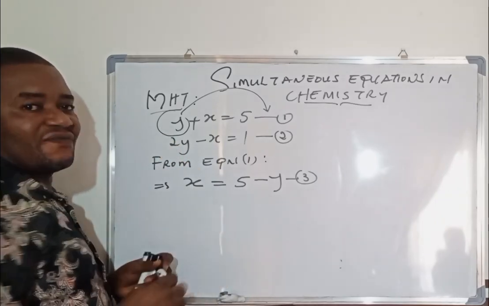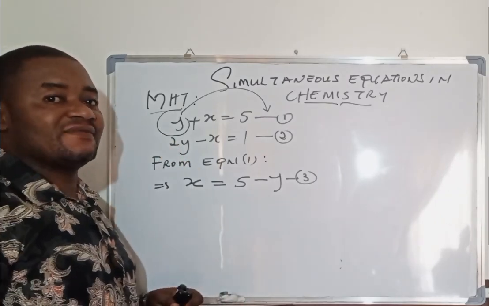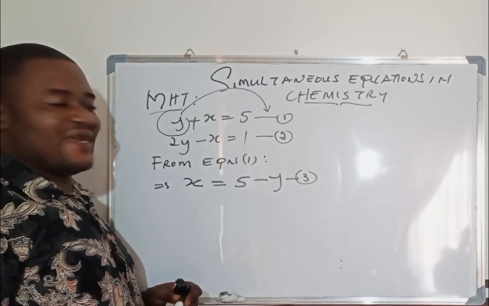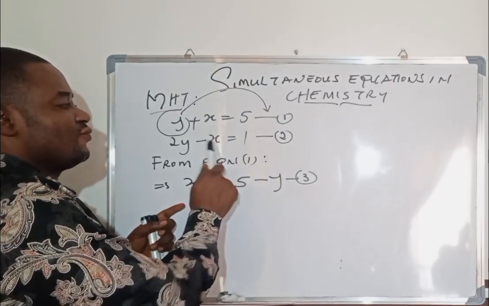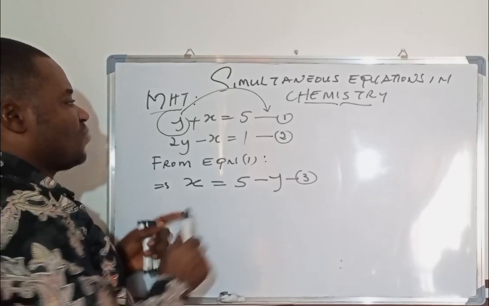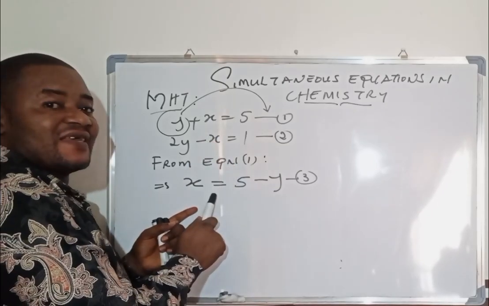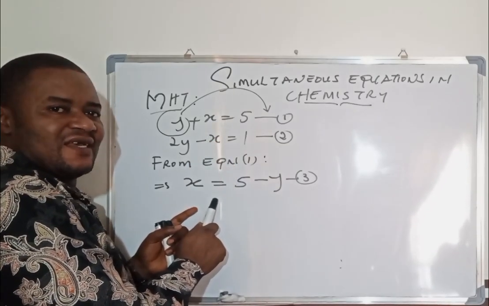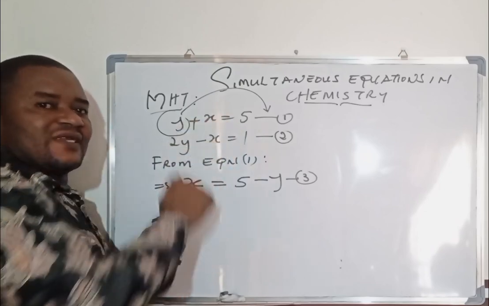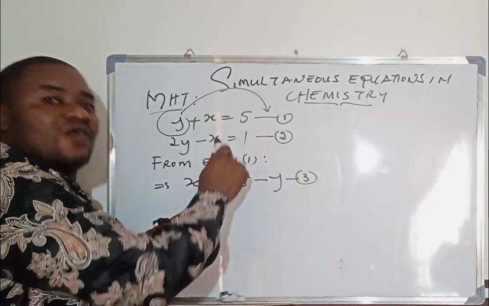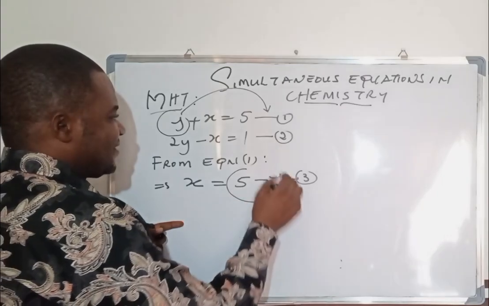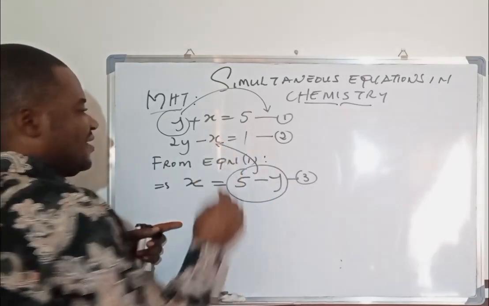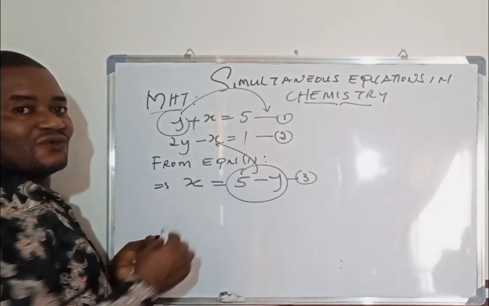If this is equation 3, what do we do with it? We simply substitute wherever we see x in equation 2 with this. This is because we have used equation 1 in obtaining equation 3. We cannot substitute into equation 1 again. We substitute into equation 2. So anywhere we see x, we put 5 minus y in that place.